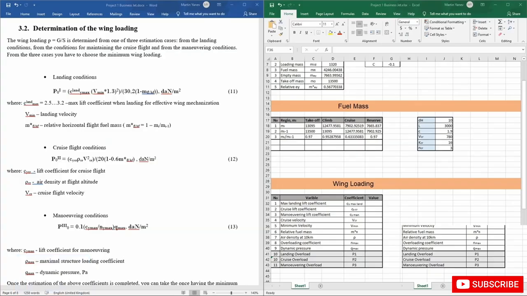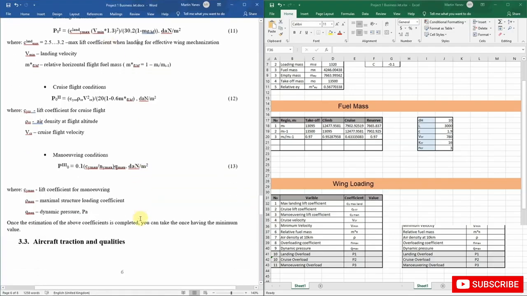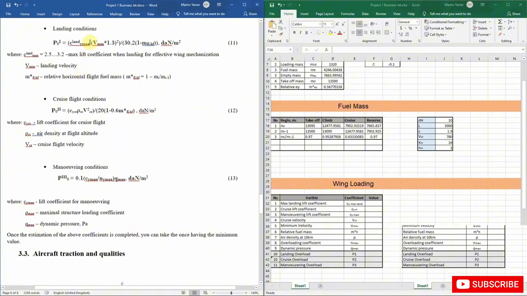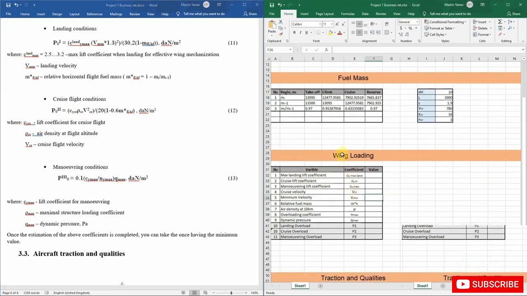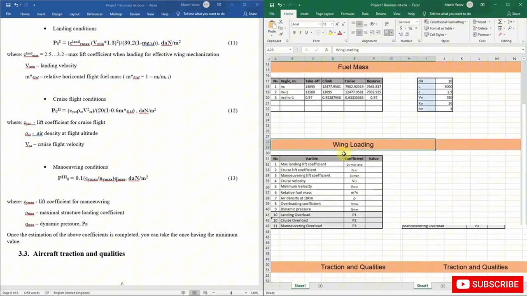And here we are with our workbook, and you can see all the equations here for each situation. First we have the equation for the landing conditions, then the equation for the cruise flight, and finally the equation for the maneuvering conditions. You can also see this section in our Excel worksheet, called wing loading. Here I will first record all the necessary parameters in order to estimate the loading coefficients, and finally we're going to estimate them in these columns and take the minimum one. So let's not lose any more time and let's start.